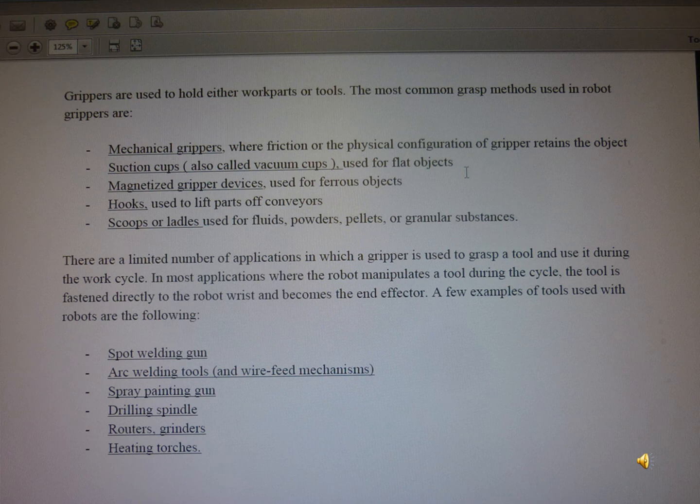There are a limited number of applications in which the gripper is used to grasp a tool and use it during the work cycle. In most applications where the robot manipulates a tool during the cycle, the tool is fastened directly to the robot wrist and becomes the end effector. A few examples of the tools used with robots are the following: spot welding gun, arc welding tools, spray painting gun, drilling spindle, routers, cutters, and heating torches.